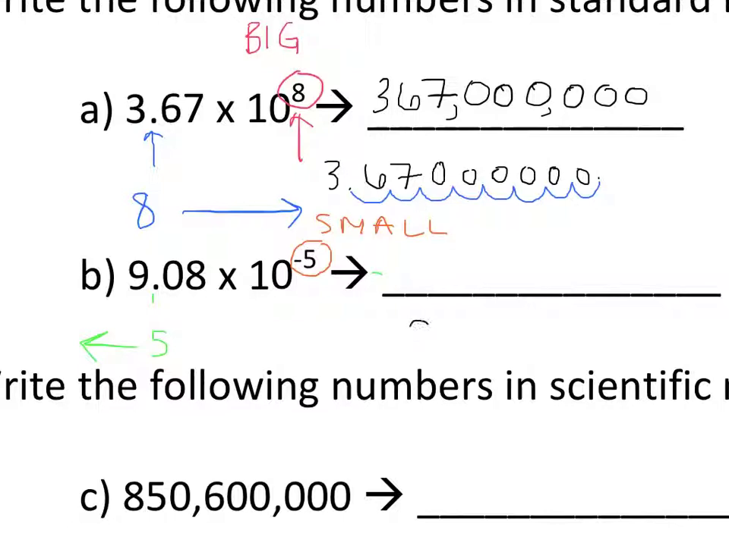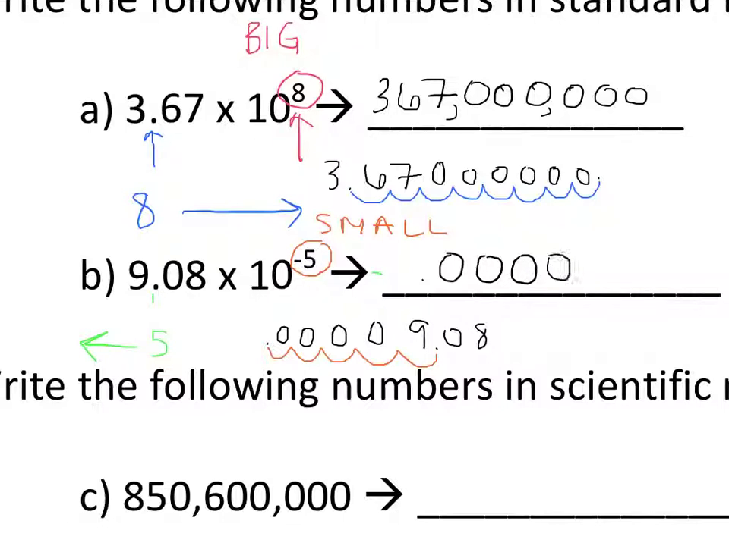So our number is 9.08, and we want to make our decimal go 5 spaces, 1, 2, 3, 4, 5, to the left, and we will fill in with the remaining zeros. So to write this in our final answer in standard notation, we have 0.000908 in standard notation.